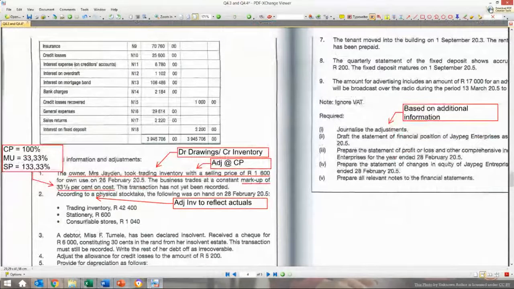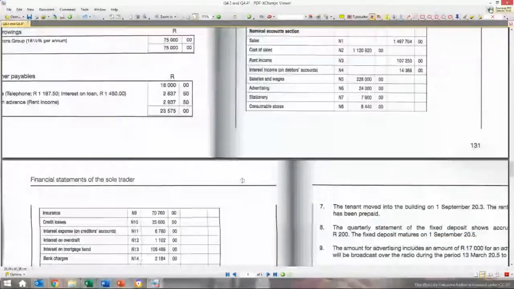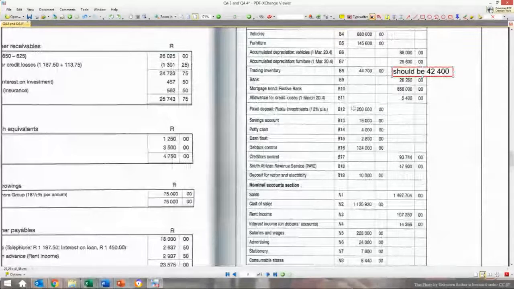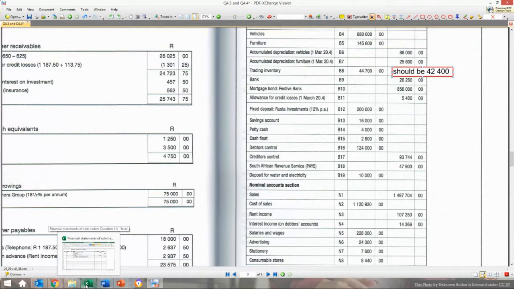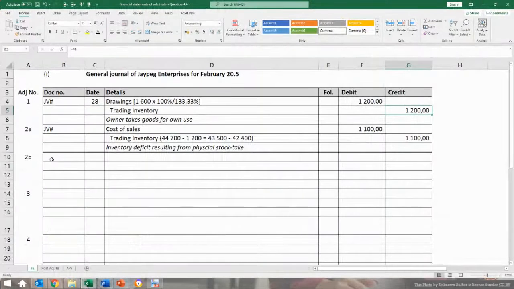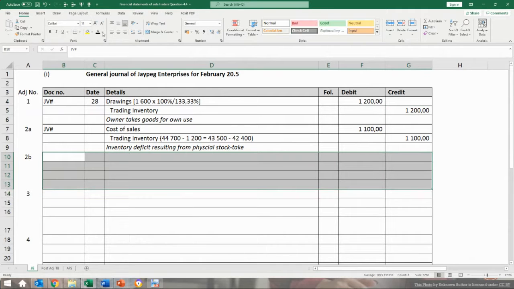Then if we look at the following items, we've got stationery of 600 and we've got consumable stores of 1,040 Rand. Now, if we look at the trial balance that they provided to us, we do not have those items on here. So we will have to go create a consumable stores on hand account. Now, we do not create one for stationery and other things separately. We add them all together as one account.